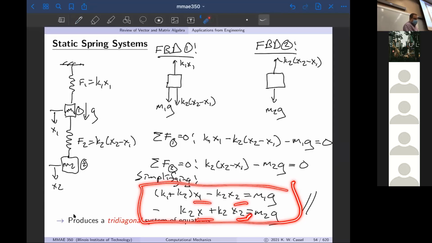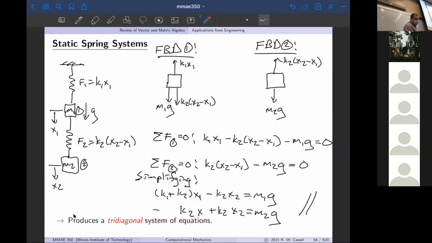I didn't leave enough space to write it, but I would have the k's as the coefficient matrix, the A matrix. I'd have the x1, x2. Oops, I forgot a 1 here. I'd have the x1 and x2 are the solution. That's the solution vector I'm looking for. And then the right-hand side vector is the masses times the accelerations due to gravity.